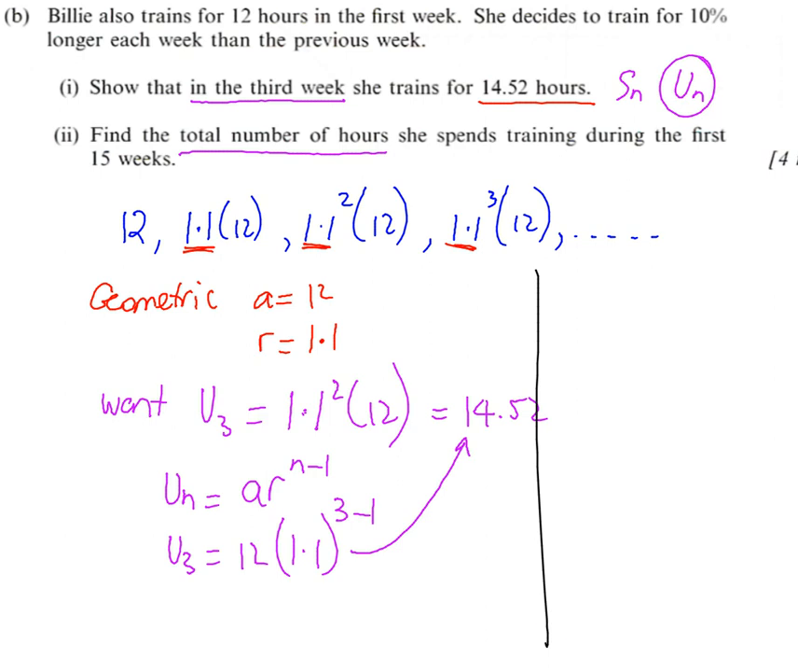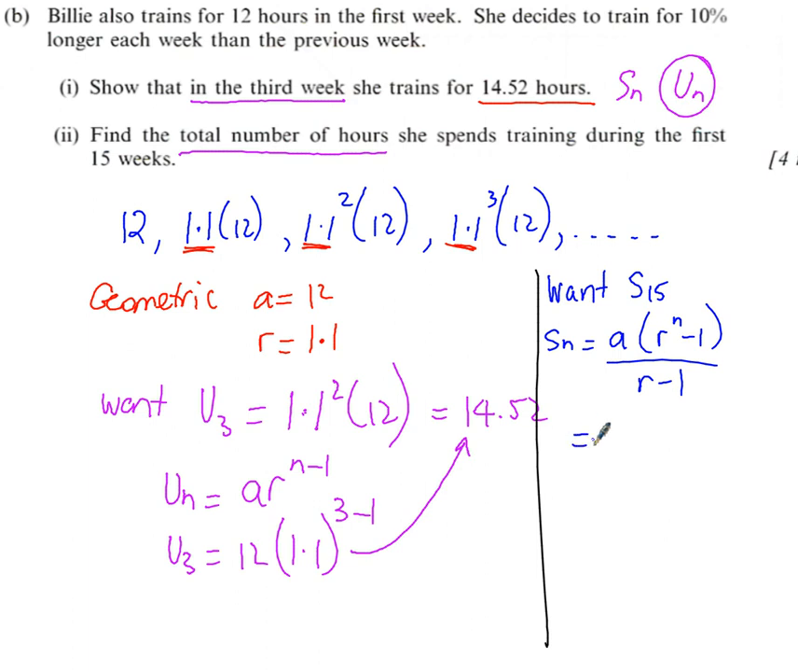In this case, we want S15. All right, so we can use our formula. Sn equals A R to the n minus 1 over R minus 1. No excuse for getting those wrong. They're in your formula booklet.